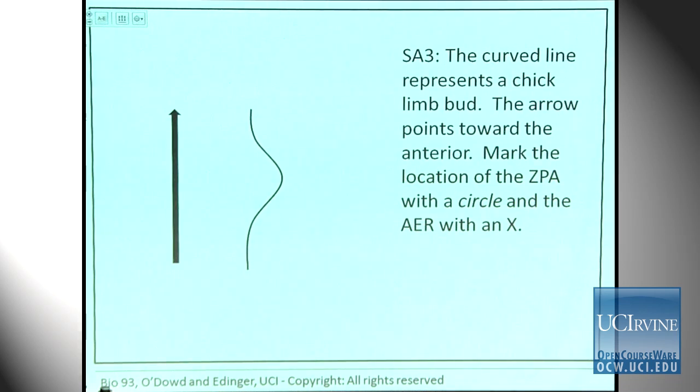Okay, this is to show you another kind of thing we might expect you to do on an exam. There's a simple drawing here. This curved line represents a chick limb bud, and the arrow points towards the anterior. So could you draw the ZPA and the AER on here? Do you remember what those terms mean? Don't just learn the abbreviations, know what they mean. So go ahead and you can scribble it down if you want.